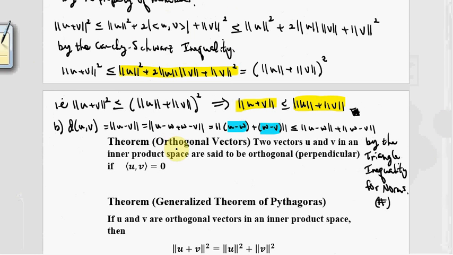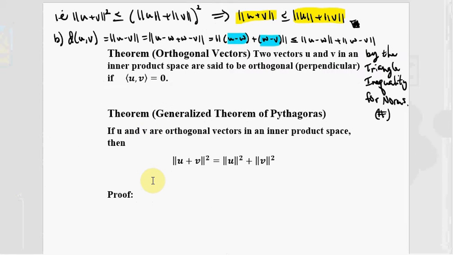Well, orthogonality is a trumped up word for perpendicularity. If two vectors are perpendicular, we say that they are orthogonal. And if they are orthogonal, that simply means that the inner product must equal 0. So the inner product of the two vectors, if that comes out to be 0, then you know that you're talking about two perpendicular vectors. The generalized theorem of Pythagoras.